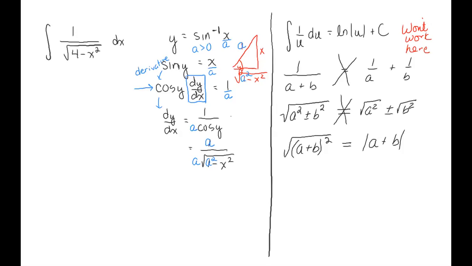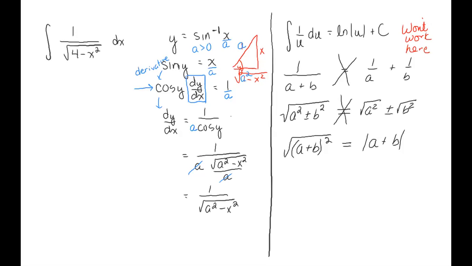Now, that last step might seem a little bit cheaty, so I'm actually going to erase that last step and show it to you in full, okay? So I have 1 over a times the cosine of y, but going back to my picture, cosine of y is the square root of a squared minus x squared over a. So there's another way to write it. And the a's nicely cancel, and I get 1 over the square root of a squared minus x squared.